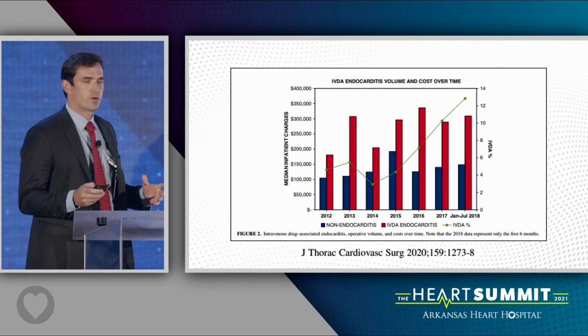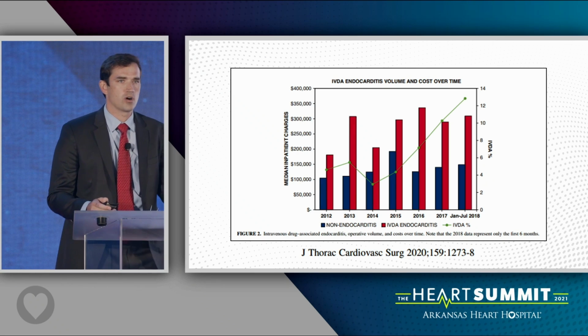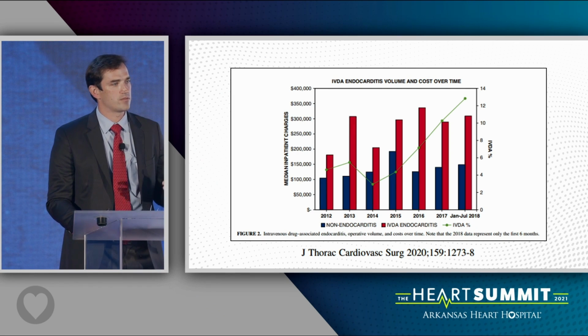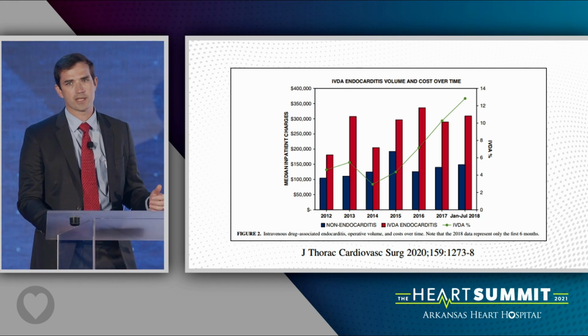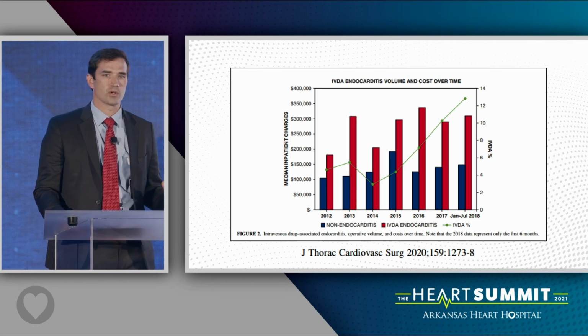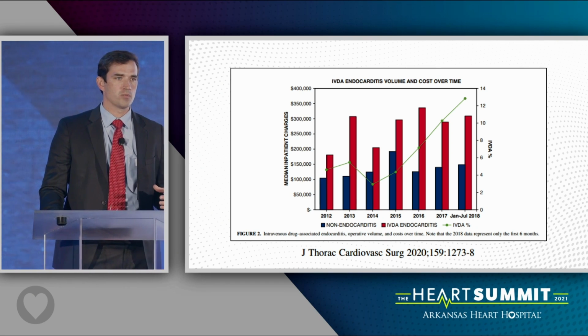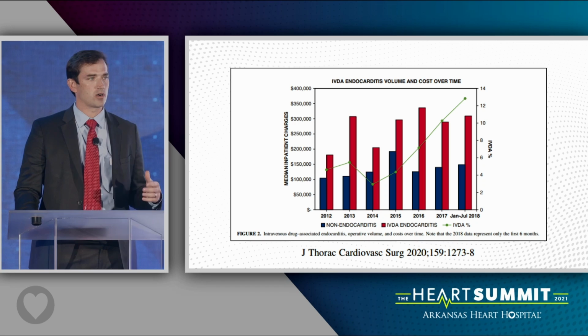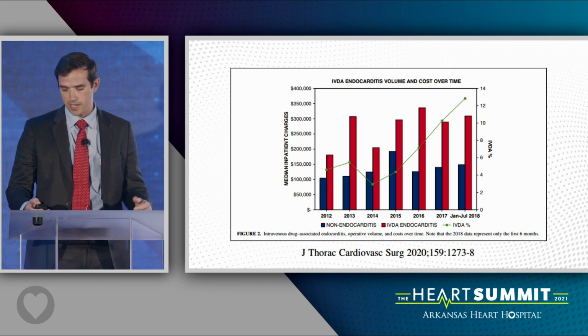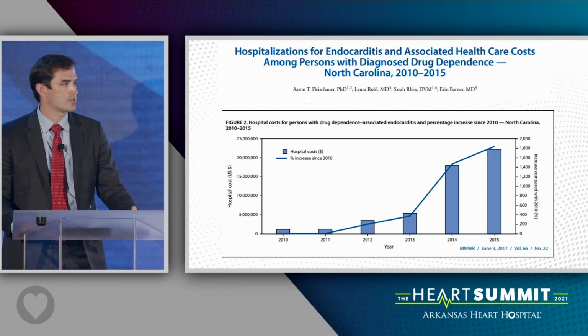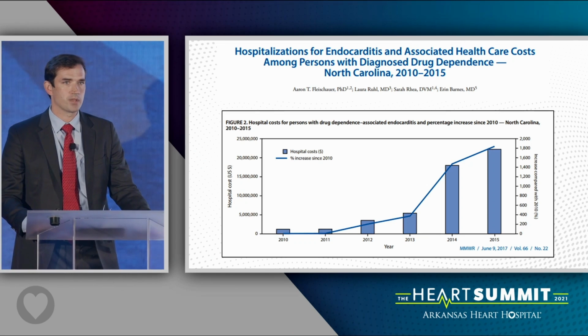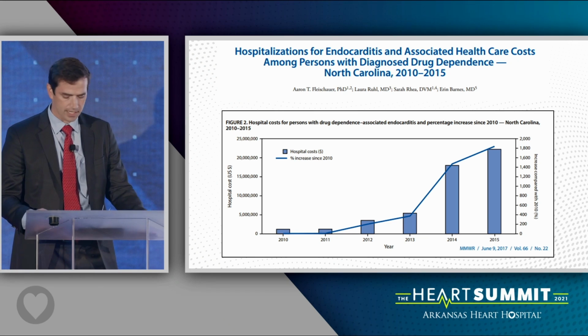This is from a separate study here. Again, it shows that over time the incidence of infective endocarditis cases related to drug use is increasing, as are the costs associated with taking care of these patients. This is a multifactorial problem with cost, but in large part is driven by lengthier hospital stays in these patients. This is similar data from a single healthcare system in North Carolina. They showed the same thing. Again, incidence is increasing over time, as is the cost associated with taking care of these patients.